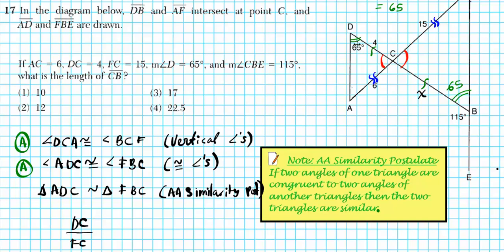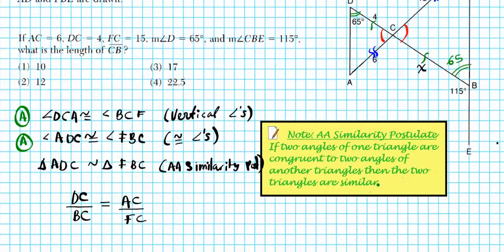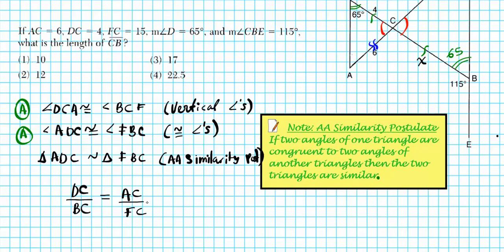So DC is this side right here of the small triangle. So DC over BC, I can use the letters to guide me. DC over BC is equal to what? Is equal to AC over FC. Okay? Based on, since the two triangles are similar.